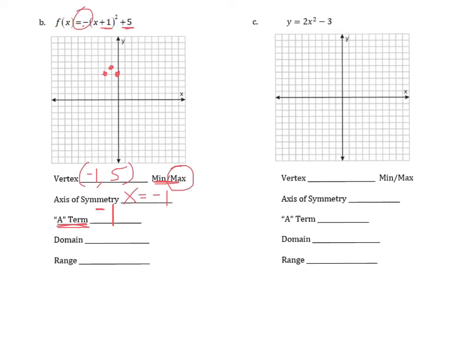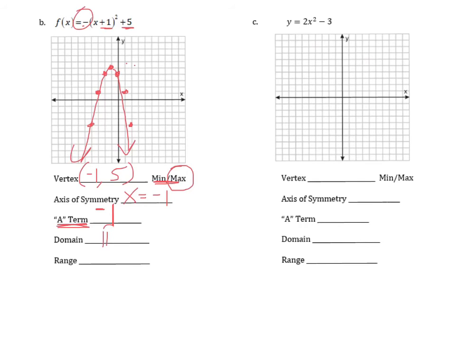Same thing when I move to the right 2. Instead of going up 4, I'm now going to go down 4. Same thing to the left 2, I'm going to go down 4 as well. Over 3, I'm now going to go down 9. Same thing to the left 3, down 9. And there is the quadratic negative x plus 1 quantity squared plus 5.